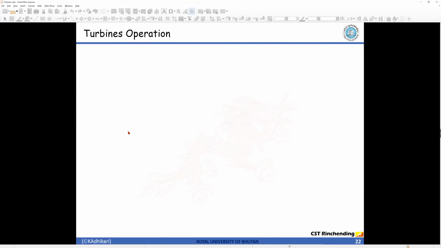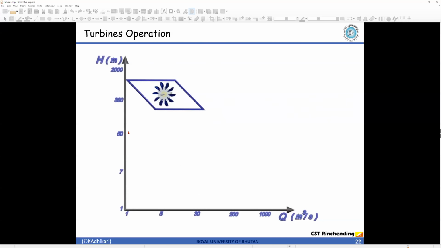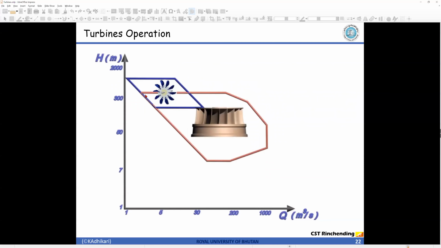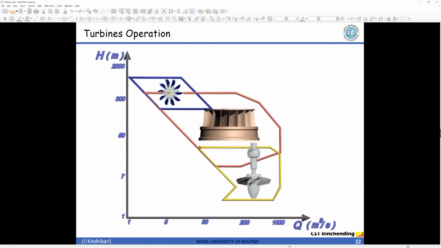Now, the operation of a turbine: let's discuss where each type of turbine is best suited to work. The Pelton wheel is a high head turbine, meaning it operates when the head is high but the discharge is low. In this region, the Pelton wheel operates. The Francis turbine works in medium head with medium to high discharge. If the discharge is high but the head is medium, then the suitable turbine would be the Francis turbine. And if the head is low and discharge is very high, then the suitable turbine would be the Kaplan turbine.